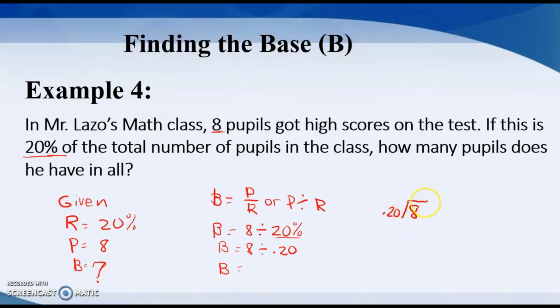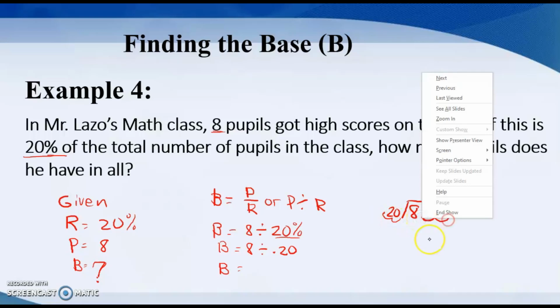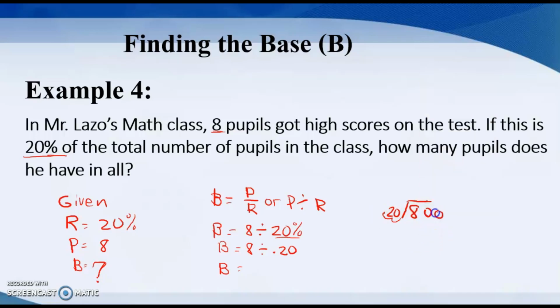So, i-move natin ang decimal point ng 2 para maging whole number siya. Kaya magiging 800 divided by 20. So, this is 4, 0, 8. May 0 pa natira. 0, 0, 0. So, the answer is 40 pupils. Okay. So, ito yung total. Total pupils.